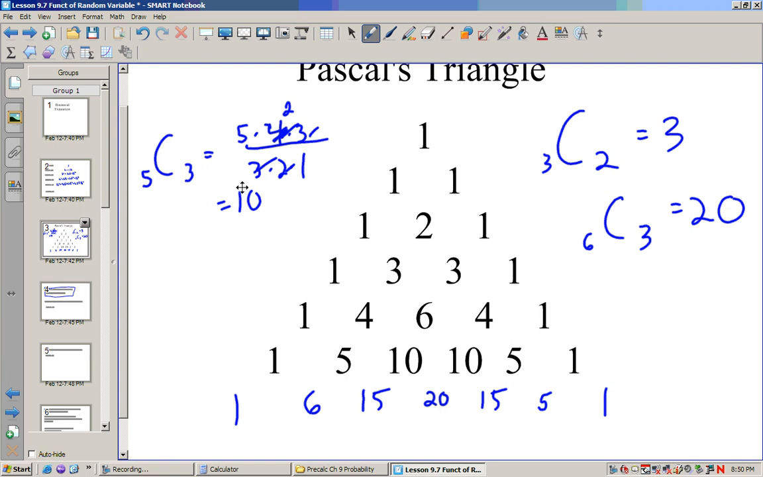Hopefully you're getting the hang of how to find your combinations using Pascal's triangle. Now, notice that you use the row that the 6 is in. So if I do 5 choose 3, I use the row that has a 5 in it on the second term.